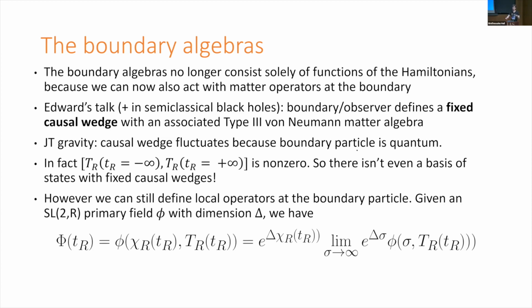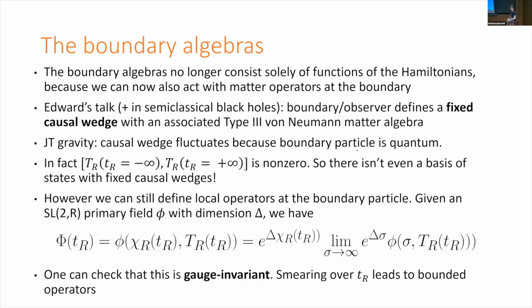However, we can still define local matter operators at the location of the boundary particle. Given some primary field phi with dimension delta, we just define a boundary matter operator as the bulk matter operator where the boundary particle is. And because it's near the boundary, the chi dependence just looks like e to the delta chi. So it's a very simple dependence on chi. You can check that this is gauge invariant roughly because chi of r and t of r transform in the opposite way to phi under the SL2s. So these define local operators.